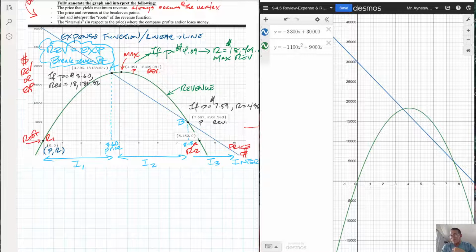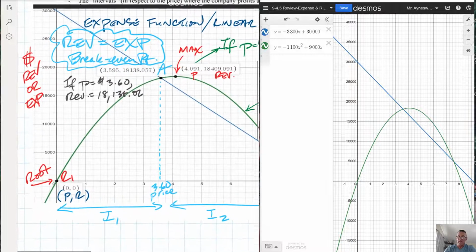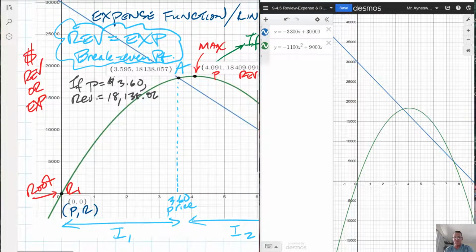What you do is you pick a price in the interval, and then you take a look at the actual values of the revenue versus expense, and you figure out which one's greater, and that will tell you whether the company's making money or losing money. So now let's zoom in and focus on the first interval here, and that is between 0 and $3.60.